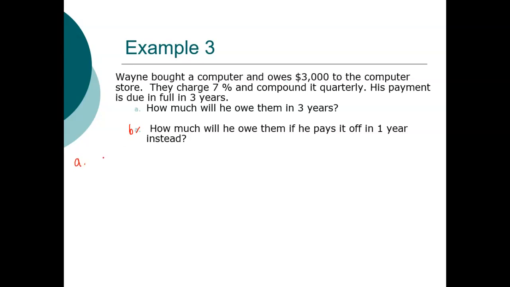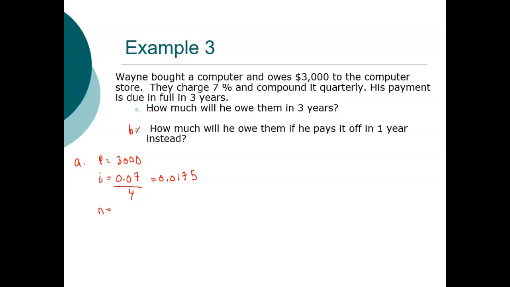Wayne bought a computer and he owes $3,000. So they're telling us that my principal amount is $3,000. Then they're saying they charge 7% and compound it quarterly. So for interest, or I, we take 0.07 compounded quarterly, so we're going to divide that by 4. 0.07 divided by 4 gives me 0.0175.